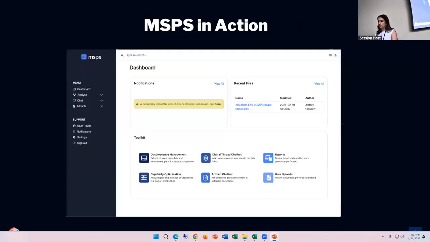So I'm going to go ahead and just jump into what the platform looks like as of today. At the top left, we have a notification window for any obsolescence assessments that were conducted. And if anything were to be found, the system will notify the users of any potentially impactful end of life or risks associated to the system. We have a data manager, and then of course we have the different tools that the system offers.